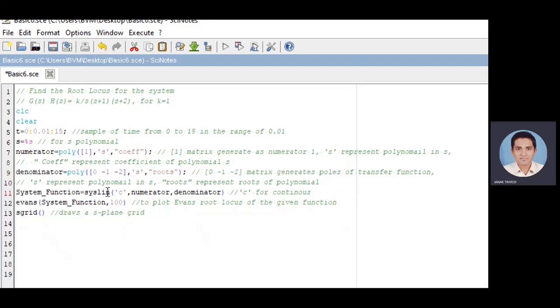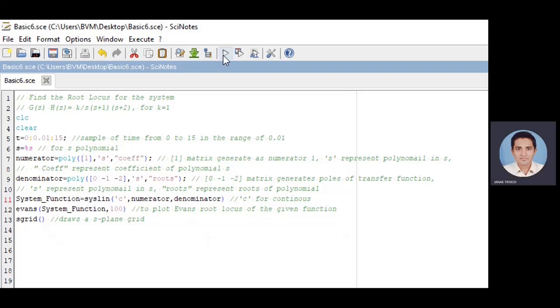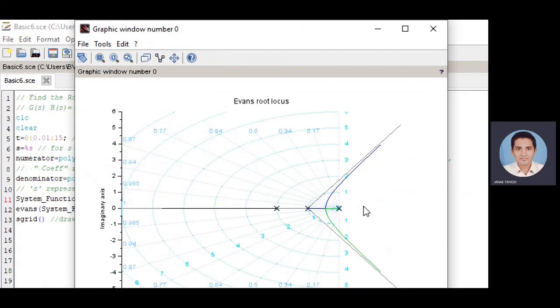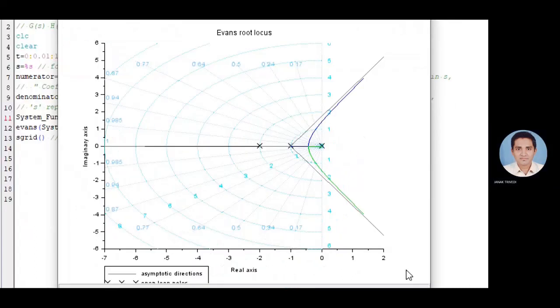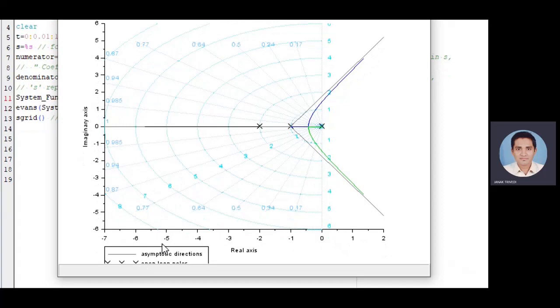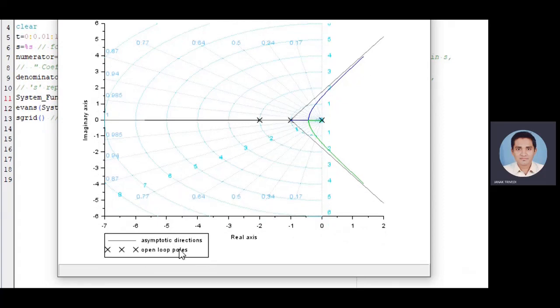So the system function is C of numerator, denominator, then evans and s grid. Okay, let's run this. First save this program and run this code. So this is the root locus of the particular second system function. 3 poles are there, so 3 crosses are there. Then the loci are indicated with the color. So this is the Evans root locus of the second system function with 3 poles. Now this is the real axis, the middle axis, with the asymptotic direction. This is the location of the poles only, so that's why only crosses are there in the graph.